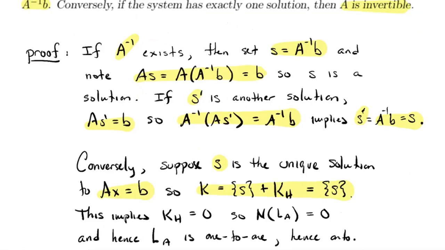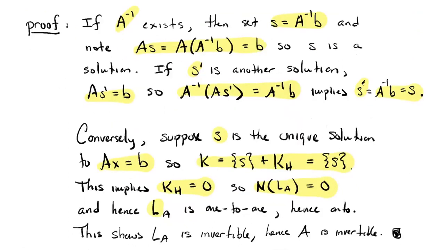The solution set is a singleton. But the only way this solution set, S plus the homogeneous solutions, contains only S is for the homogeneous solutions to be the zero space. Yeah, that homogeneous solutions is a null space. The null space is 0 means that the operator L sub A is 1 to 1.